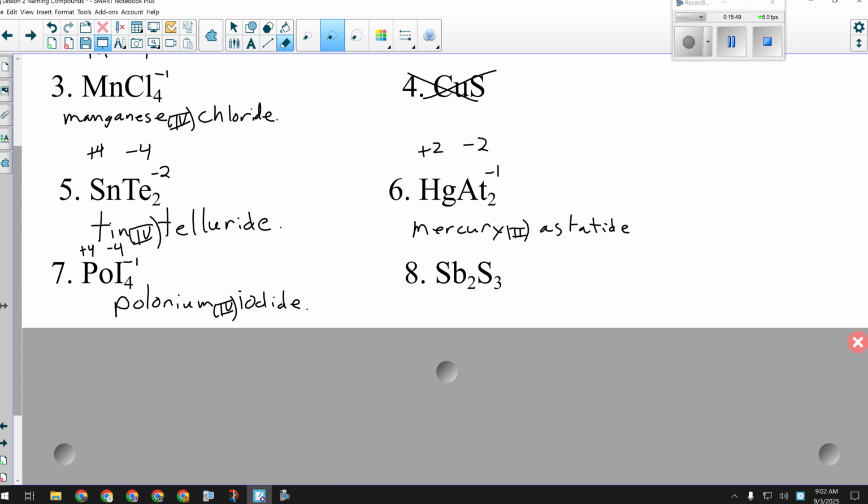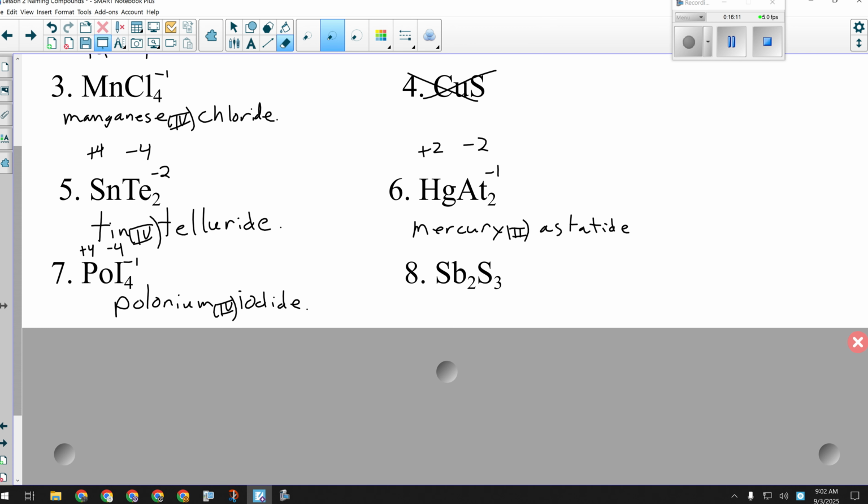Okay. If on a quiz I gave you one of these and you didn't put the Roman numerals, you get it wrong. Yep. Just so you know, guys, on quizzes I don't give half marks. It's either right or it's wrong. If you wrote polonium iodide, it's wrong. It's polonium IV iodide. You gotta make sure you have all of it there.